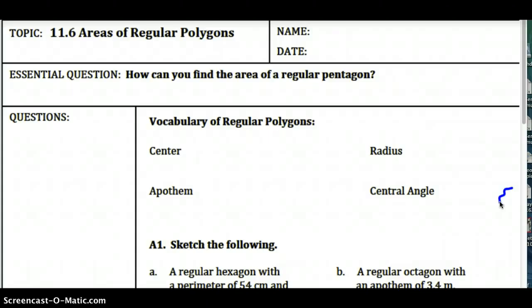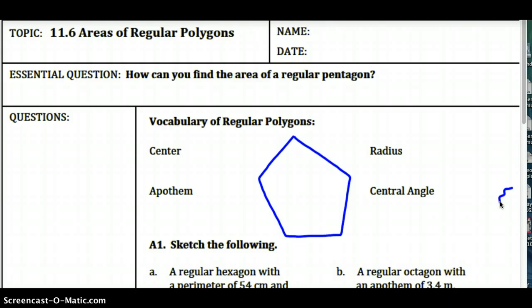First of all, vocabulary for regular polygons. We have 4 key vocab items: center, apothem, radius, and central angle. So I will make a pentagon that's pretty close to regular, not so perfect there. The center of the polygon is a point inside that would be the center for a circle that would touch each vertex. So there's the center.